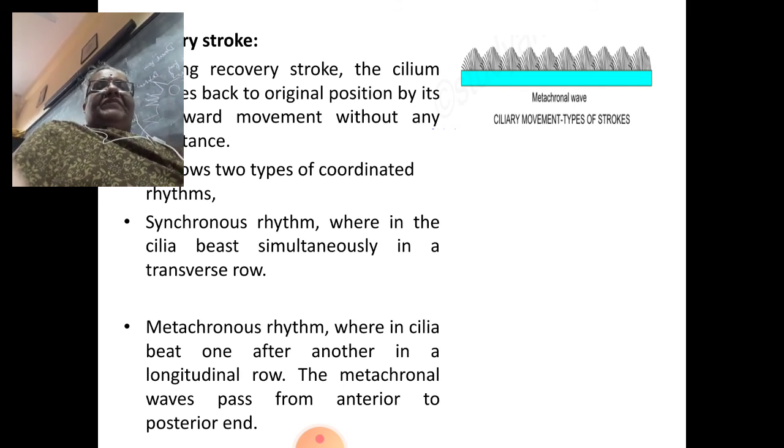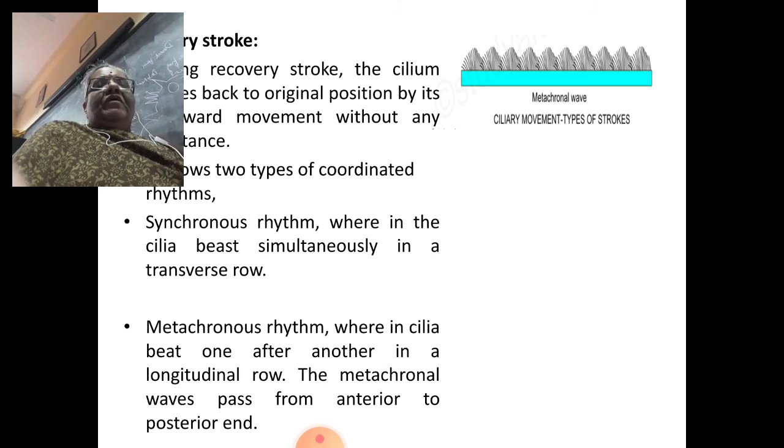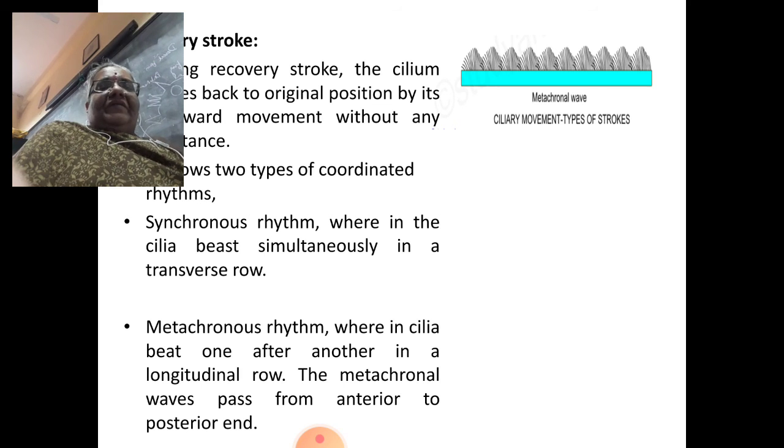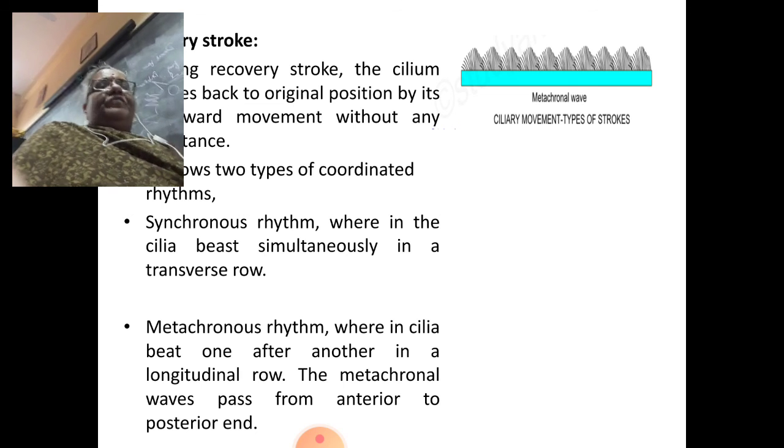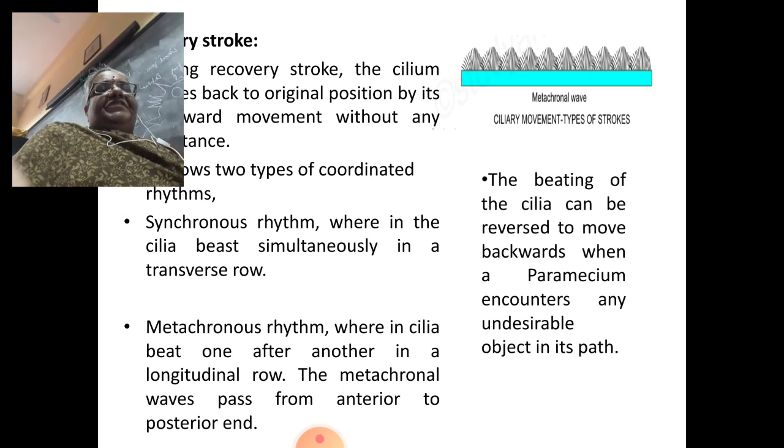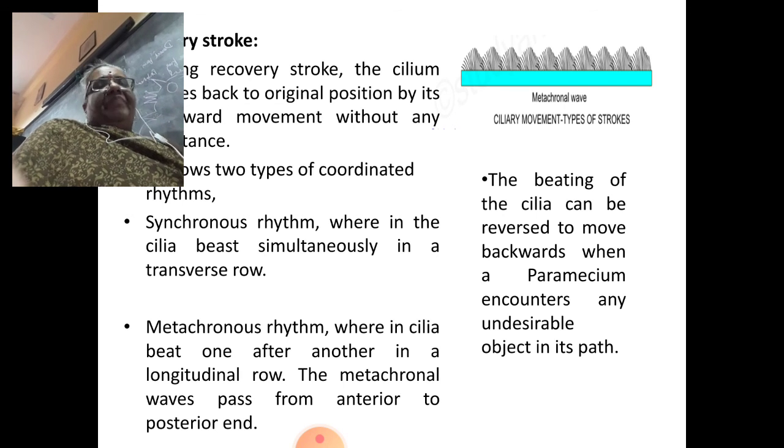So synchronous rhythm is the case wherein cilia beat simultaneously in a transverse row horizontally. Metachronous rhythm, wherein cilia beat one after the other in a longitudinal row. The metachronal wave passes from anterior to the posterior end, as I have shown in the diagram. The beating of the cilia can be reversed to move backwards, when a paramecium encounters an undesirable object in its path.